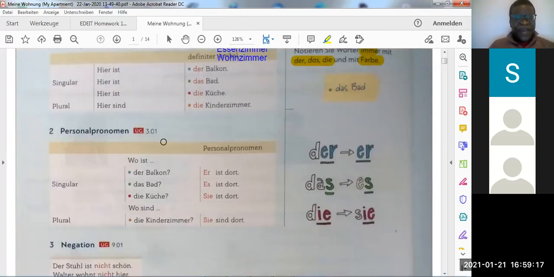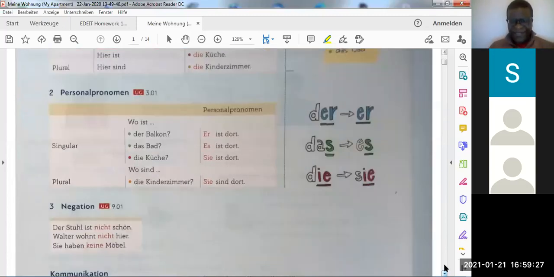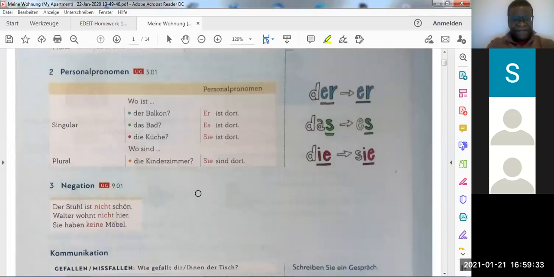Zwei, Personalpronomen, personal pronouns. Yeah, just like in English, personal pronouns. You remember, yeah? For instance, the balcony here, this means the balcony, okay? So the pronoun for the balcony, I can say my balcony is big. For instance, I start a statement, my balcony, or I like my balcony, or my balcony is big. Then in the same sentence, I don't have to mention the balcony again, I'll go to it is, okay?